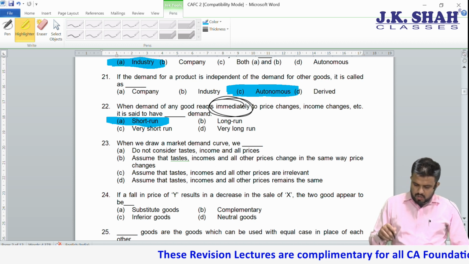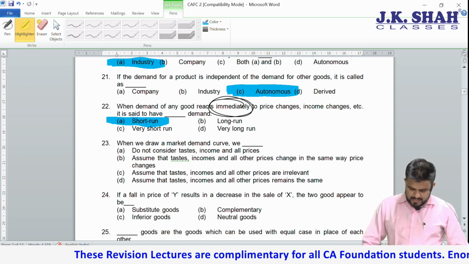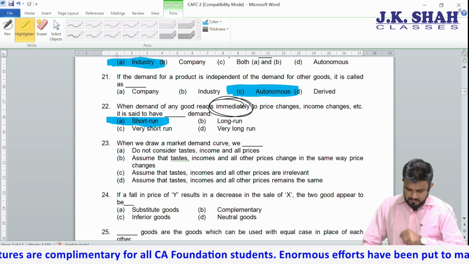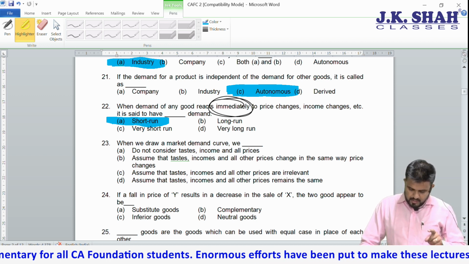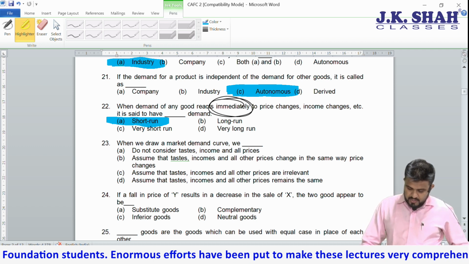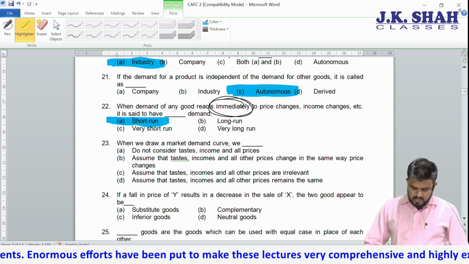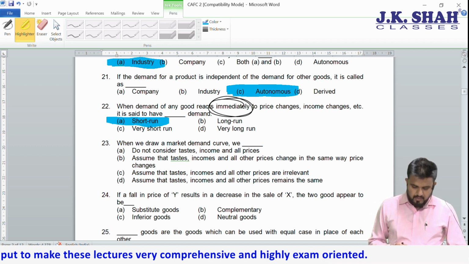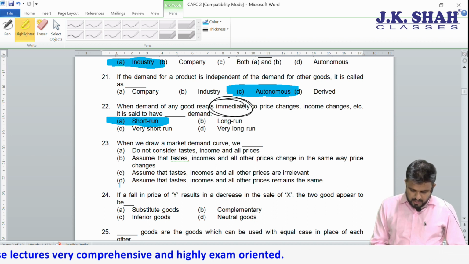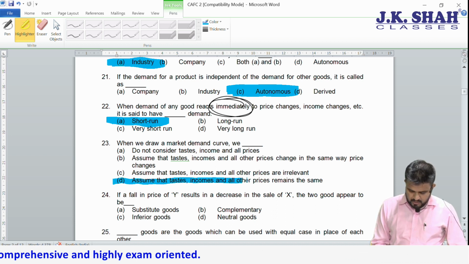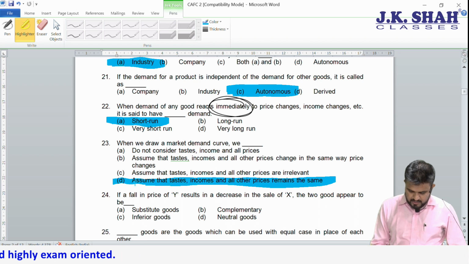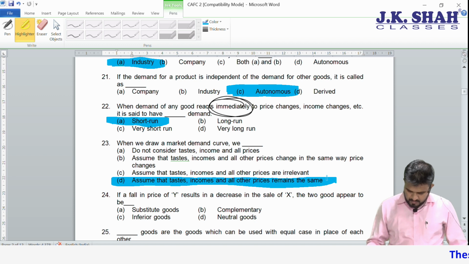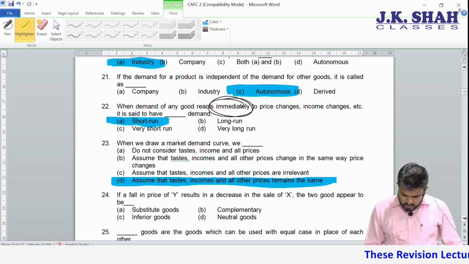Next, when we draw a market demand curve, we ___. Do not consider taste, income and all prices. Assume that taste, income and all other prices change in the same way price changes. Assume that taste, income and all other prices are irrelevant. The most appropriate answer is C. Assume that taste, income and all other prices remain the same. So all other things remain constant.